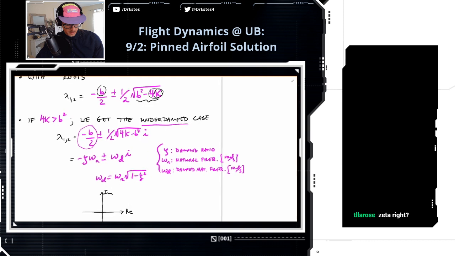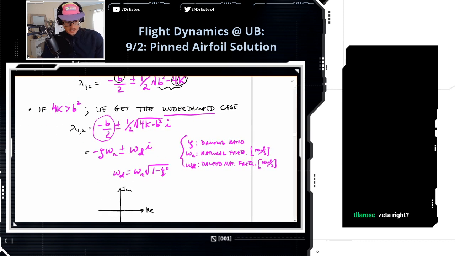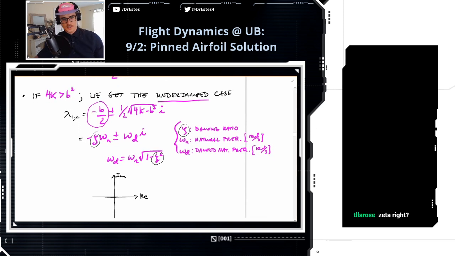The way I write zeta changes from instance to instance. I don't really know anybody who has a solid zeta. That's a tricky one.